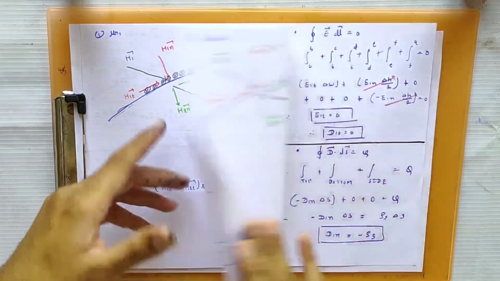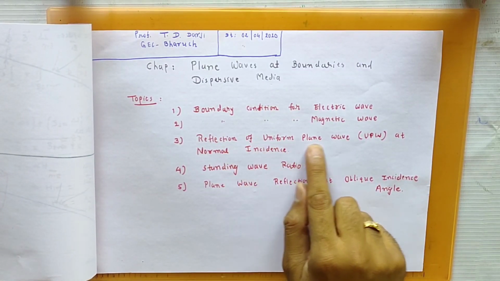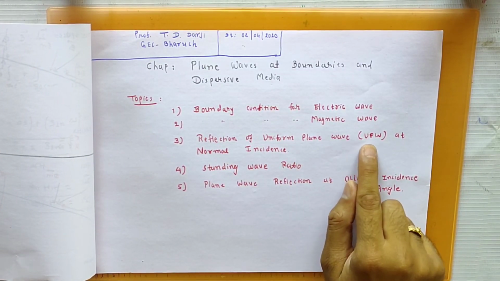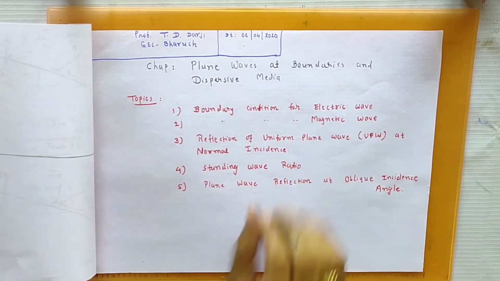Clear? Okay, so in the next lecture we will discuss the reflection of a uniform plane wave, known as UPW, uniform plane wave at normal incidence. Okay, thank you.